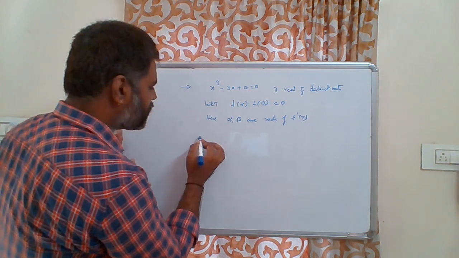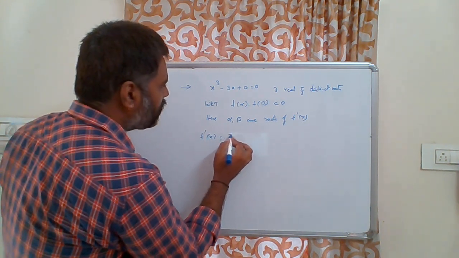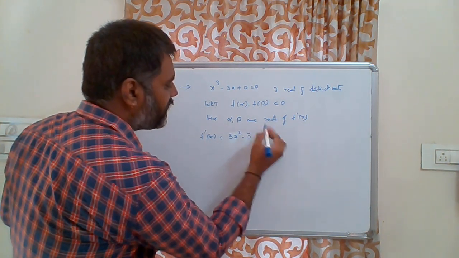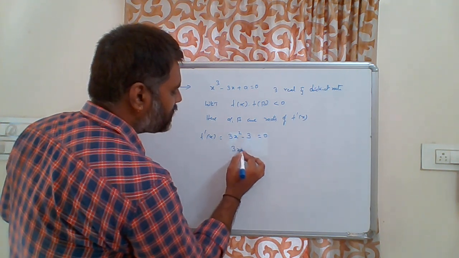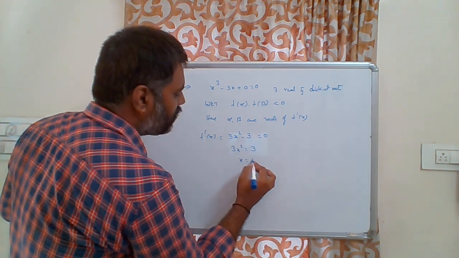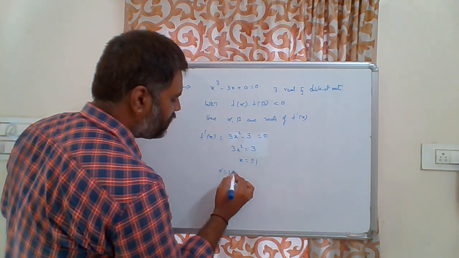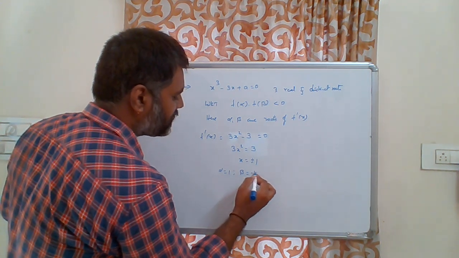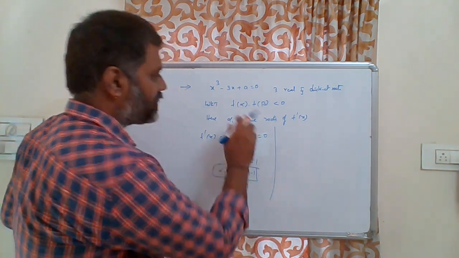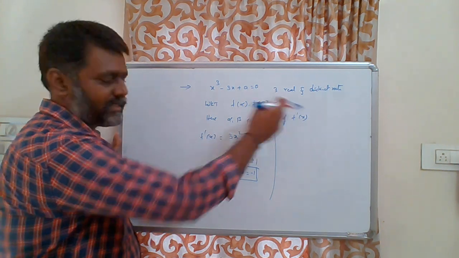Here, what is f dash of x? f dash of x is equal to 3x square minus 3, equal to 0. Then 3x square equal to 3, then x equal to plus or minus 1. That means alpha is equal to 1 and beta equal to minus 1. Now apply this condition, f of alpha into f of beta less than 0.